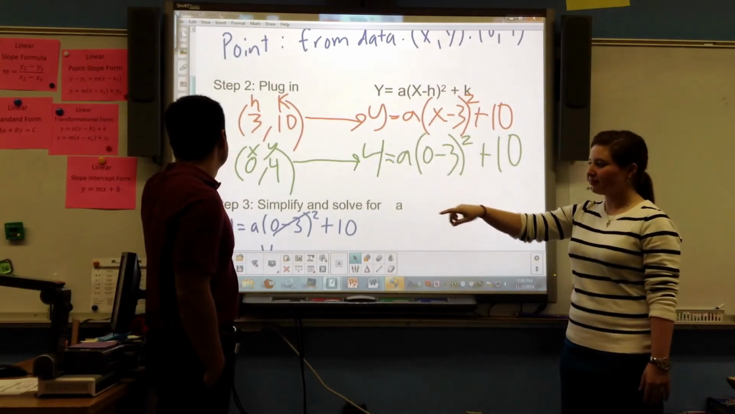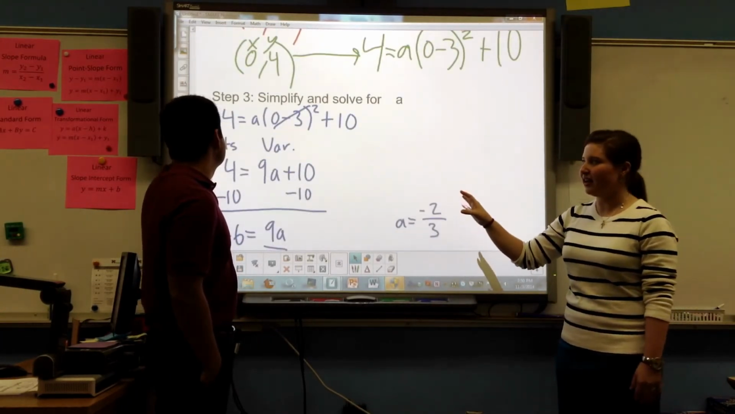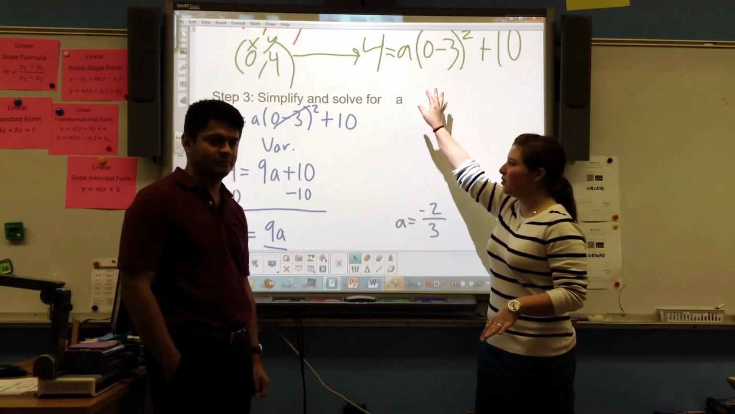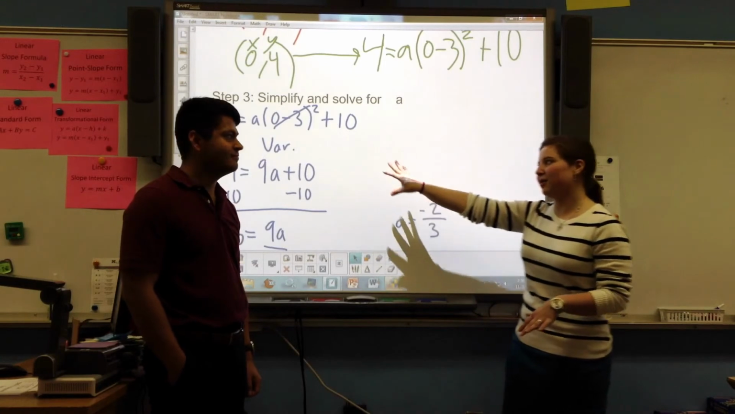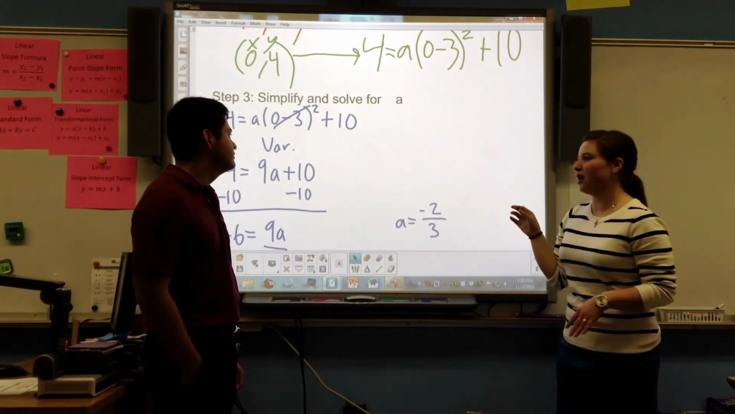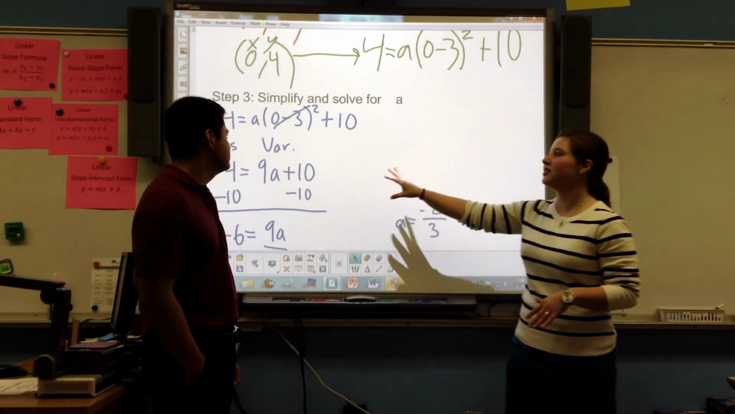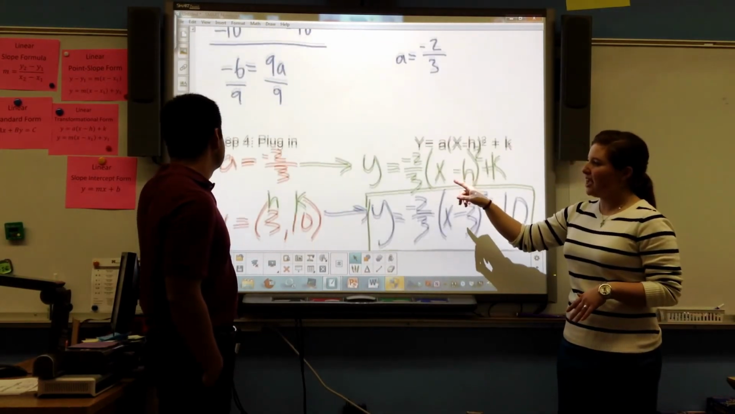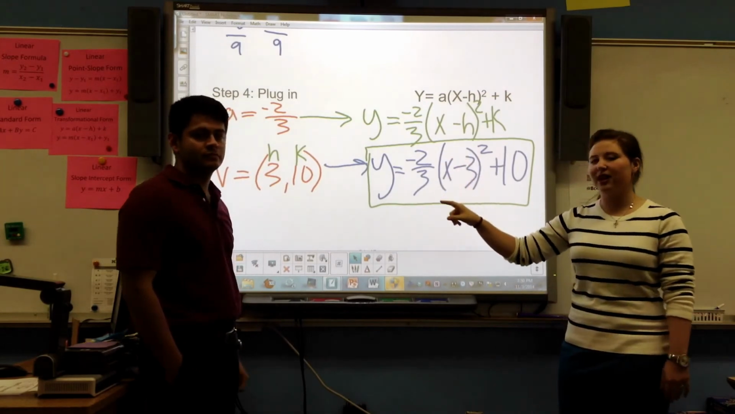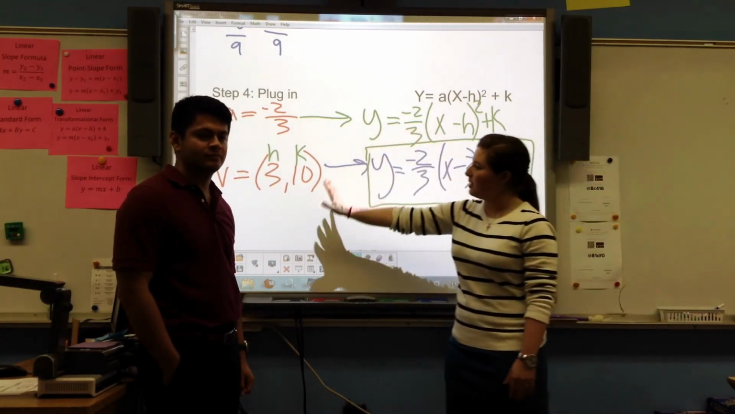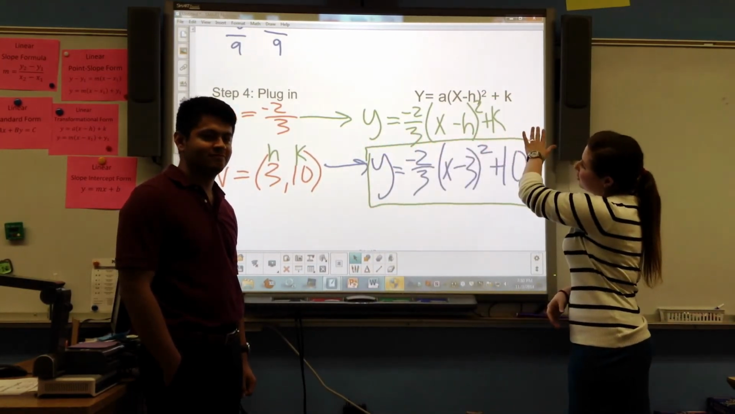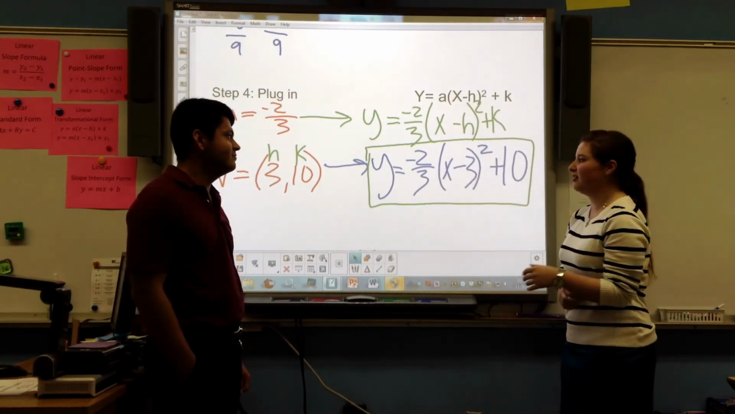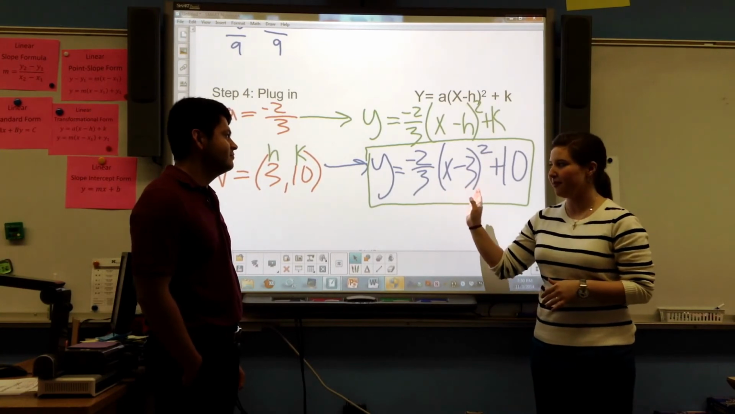Step 3, solve and simplify for a. Now that you've eliminated all other variables in your equation, you only have a left. Now what you do is you work through it using order of operations and other algebraic properties, and you solve for a. Once you find a, you move on to step 4, which is your final plug-in step. I take a and my vertex, and I plug them back into my general equation, and this is it. That's your final answer. That is your equation that you want to end with.